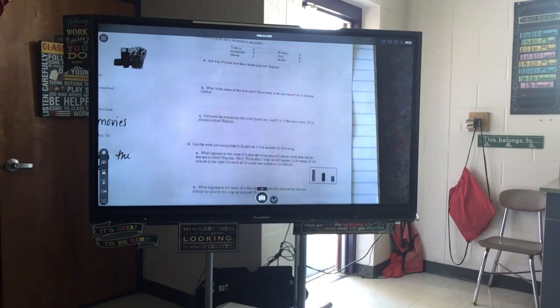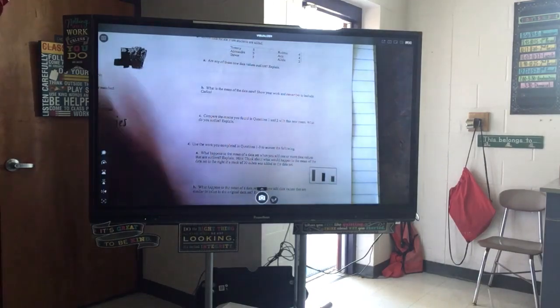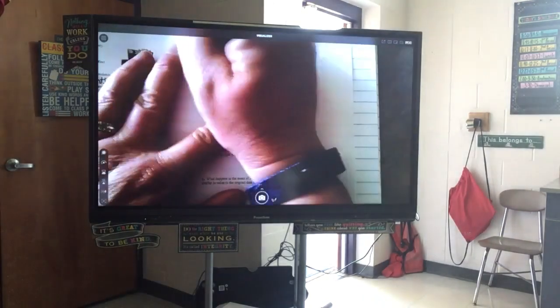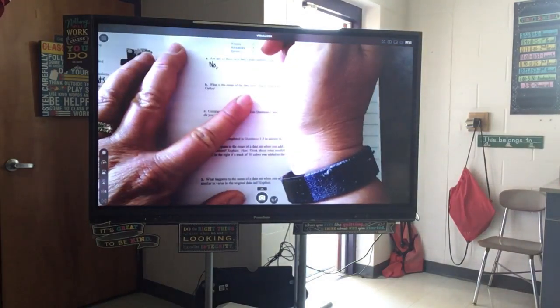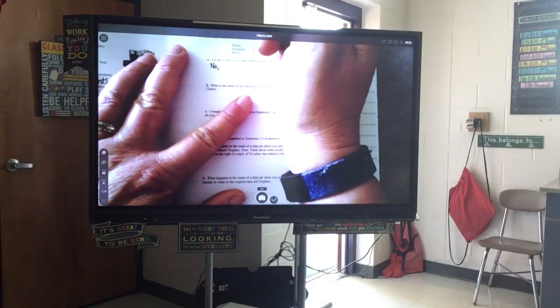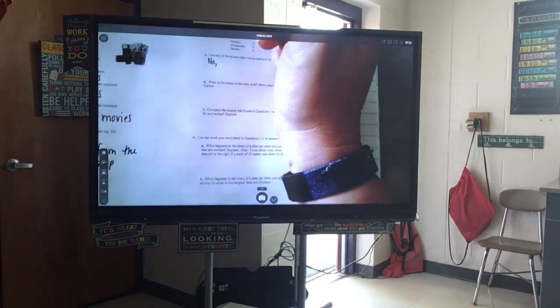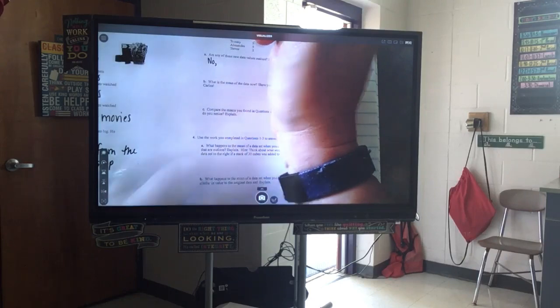All right, let's go ahead and go over these. So, for A, are any of these new data values outliers? Explain why they are or why they are not. All right, Haley. They're not because they're in the same data space as the ones on the table. She's saying that it's already in the table, so they're not outliers. So it's clustered around, or it's in a similar location? Yeah. Okay.